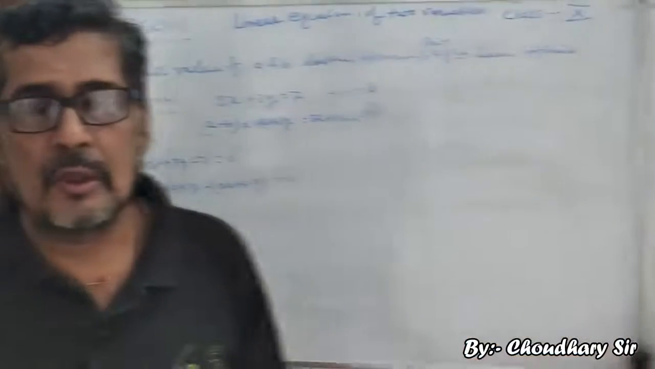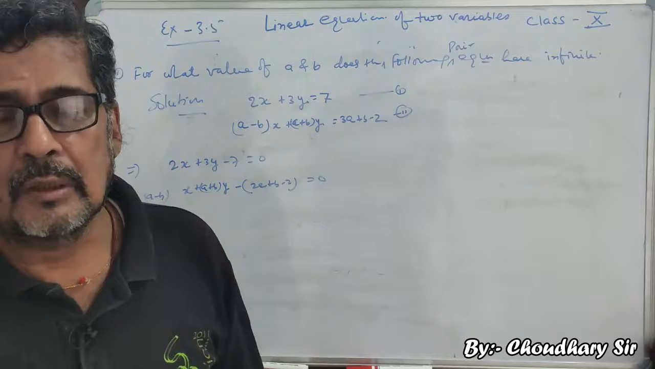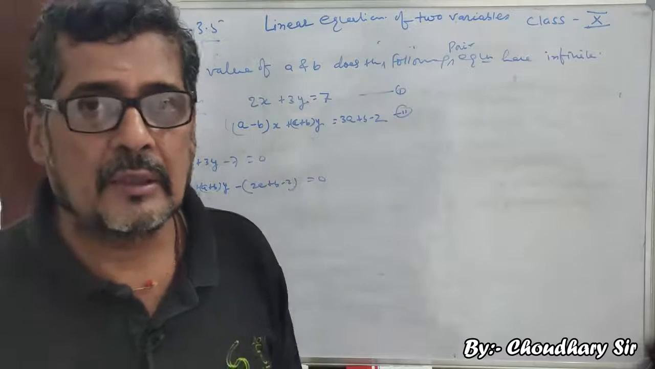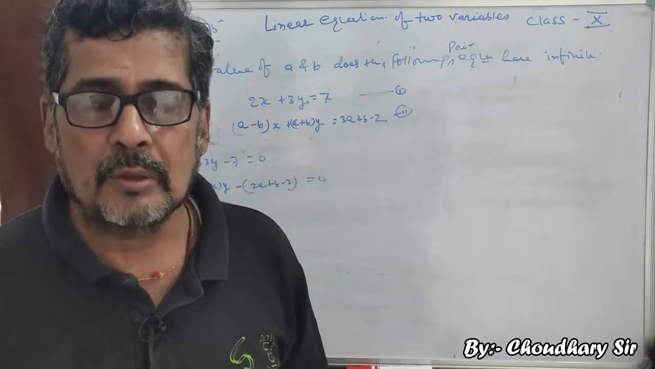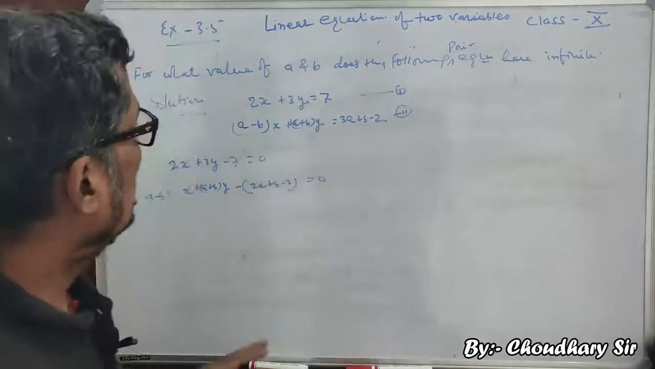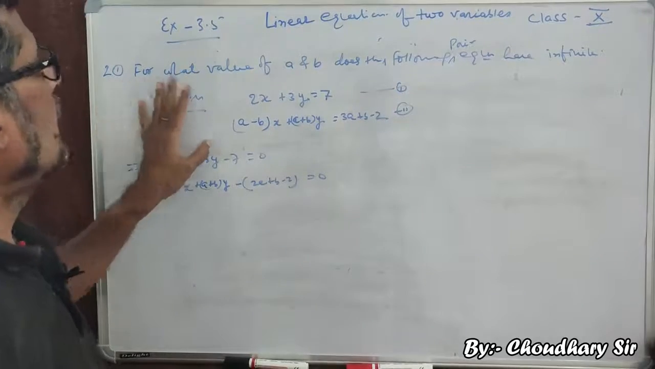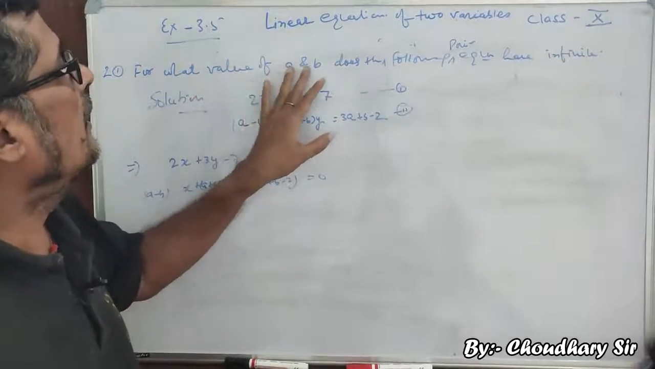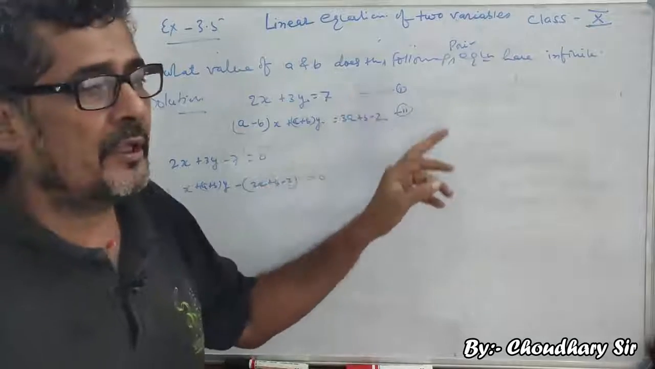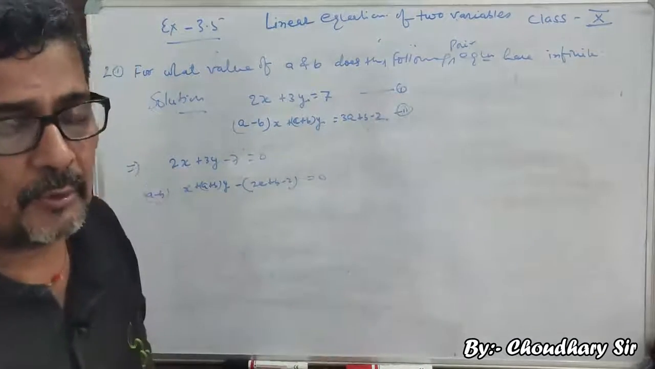Let's talk about how to find the value of unknown numbers if an equation has infinite solutions or no solution. Okay? So the question is NCERT exercise 3.5.